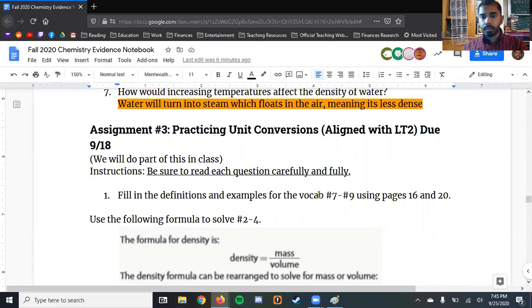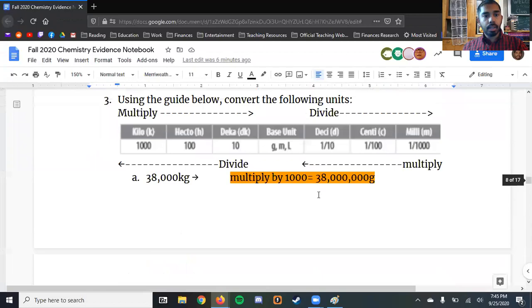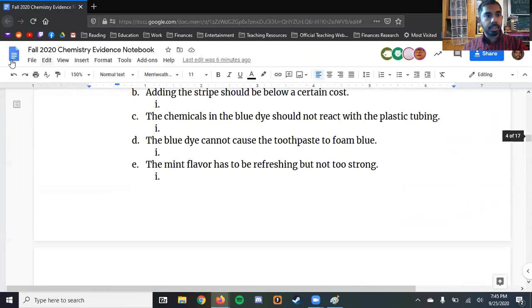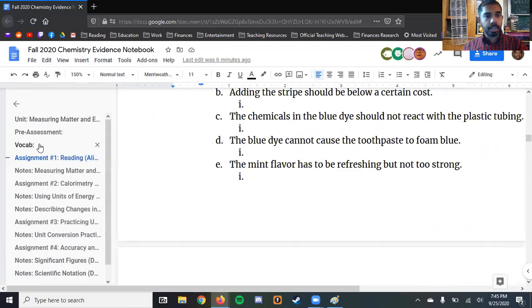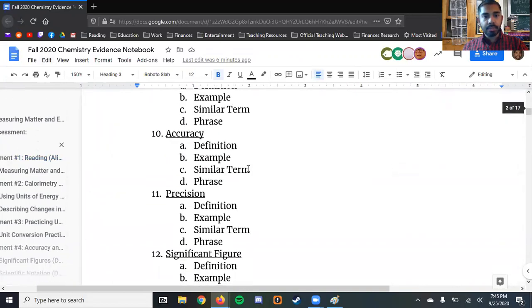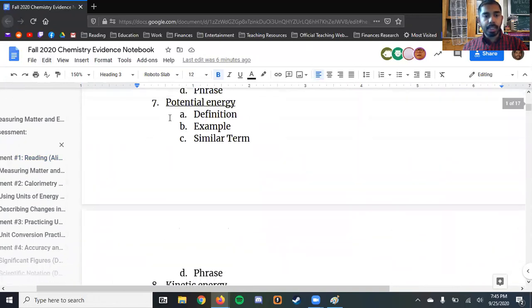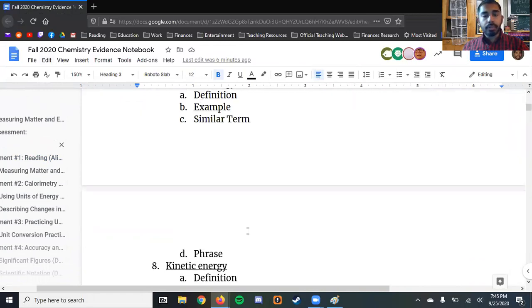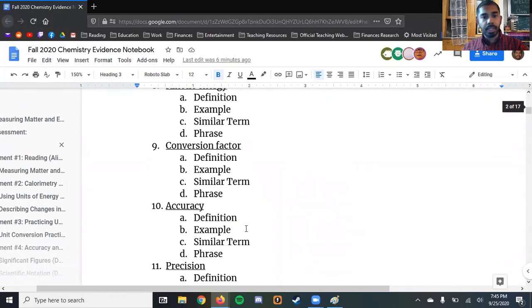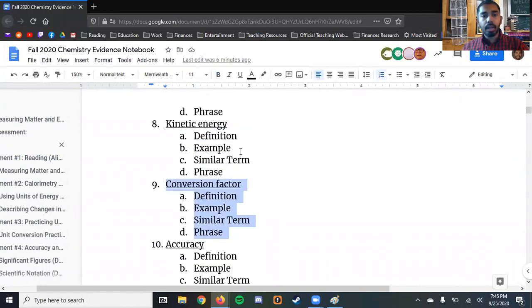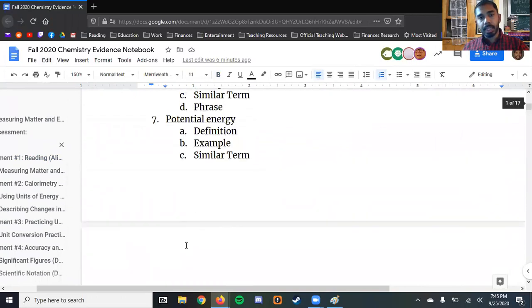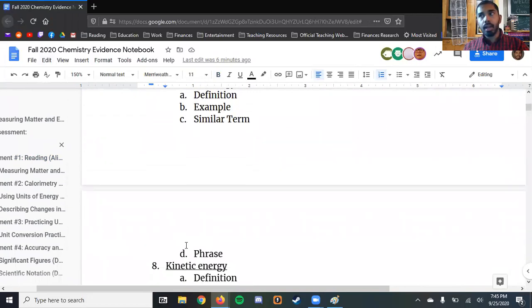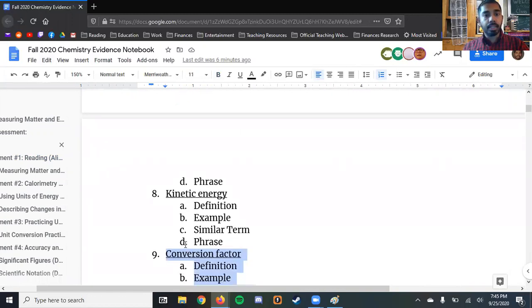So this is vocab number 7 through 9. What is that going to look like? I should just use my handy dandy table of contents to get there. So 7 through 9, we've got potential energy, kinetic energy, and conversion factors. The focus of this assignment really is going to be on the conversion factor. It's useful to have knowledge of potential energy and kinetic energy, but it's more useful, in my opinion, to be able to do something with that, and that is going to be done through these conversion factors.